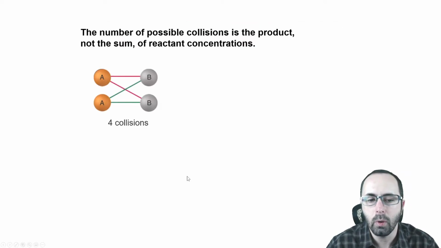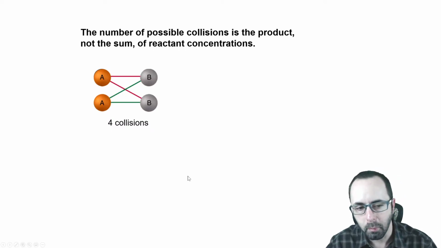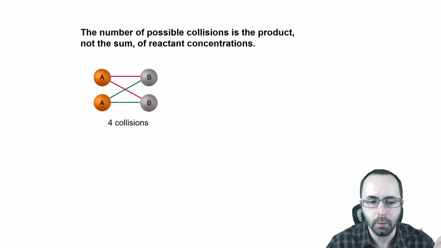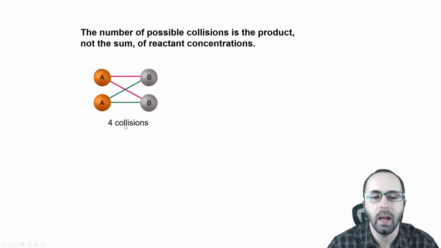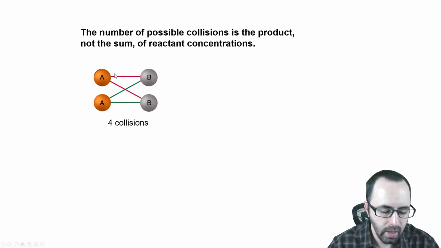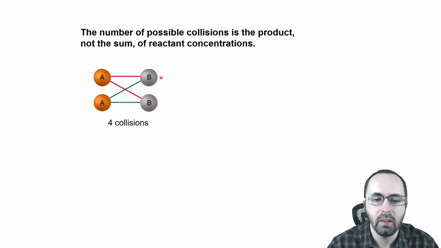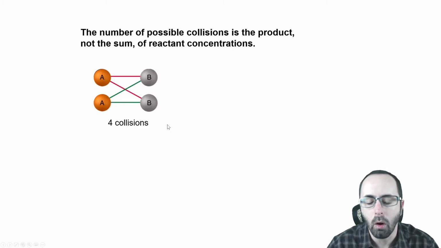So if we're looking at a very small system here with just 4 molecules, okay, of reactant A and reactant B. Well, this reactant A molecule can collide with this reactant B molecule or with this one. So there's 2 possible collisions it can undergo. This one can also collide in 2 ways. So altogether we have 4 possible collisions here.